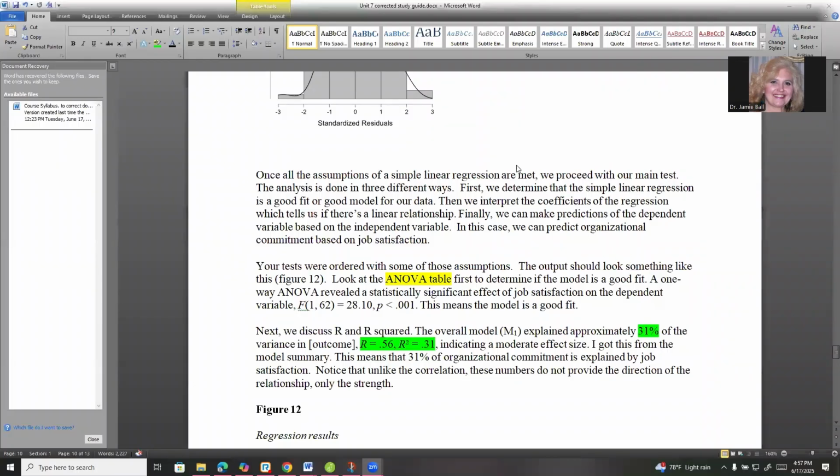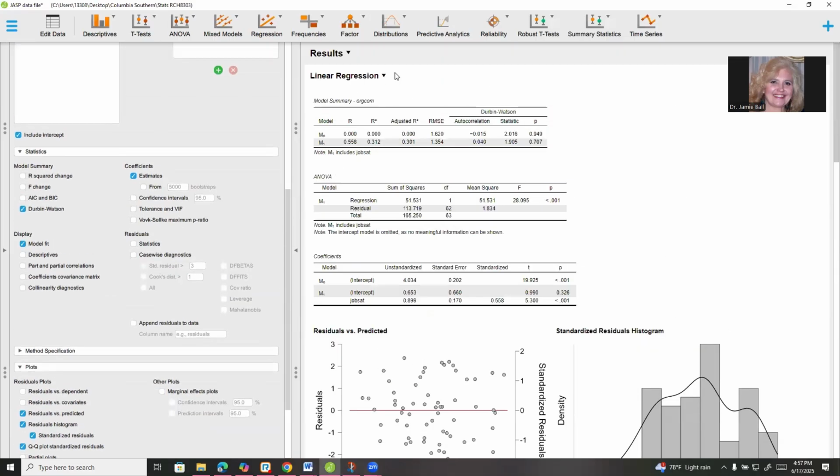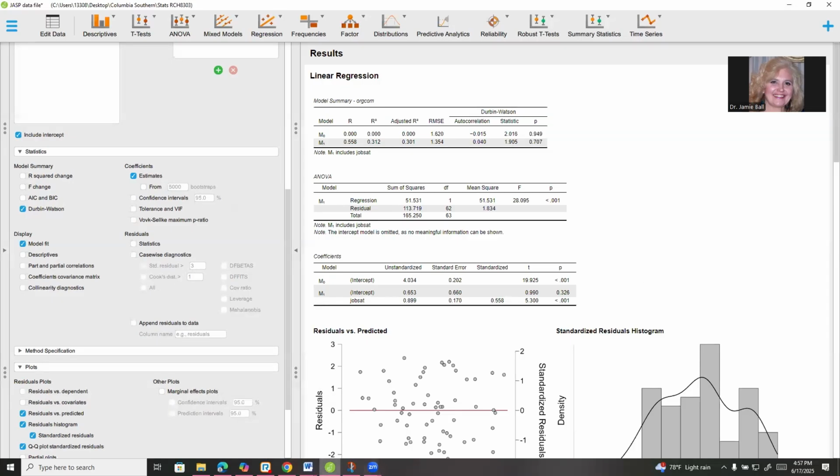So scholars, once your assumptions are all met and you've checked them all, we can proceed with our simple linear regression, which you have already ordered while you did all of that. Okay, so the first thing we typically interpret is the ANOVA table. And the reason we interpret that is it tells us if our model, the simple regression, was a good fit for our data.